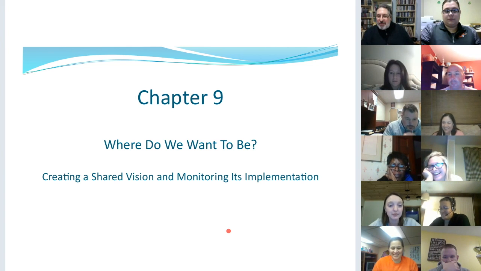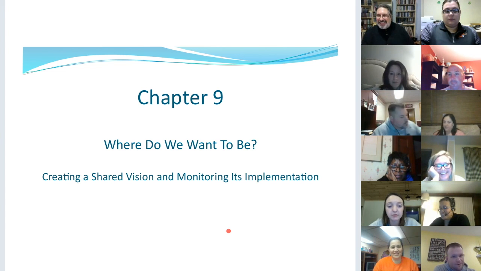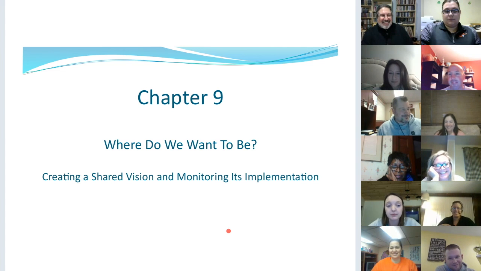Where do we want to be? Creating a shared vision and monitoring its implementation. When Scott starts doing that, I'm going to get really worried. Creating a shared vision and monitoring its implementation.